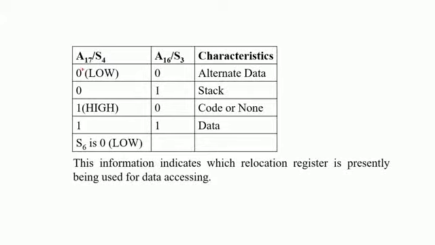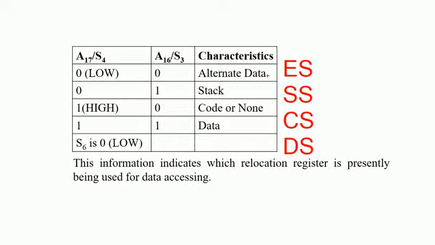So if you are reading the status signals S4 S3 as 0 0, then it is the alternate data, which means the microprocessor is working in the extra segment. If the S4 S3 combination is 0 1, then the microprocessor is working in the stack segment. If it is the 1 0 combination, then the microprocessor is working in the code segment. If it is the 1 1 combination, then the microprocessor is working in the data segment.